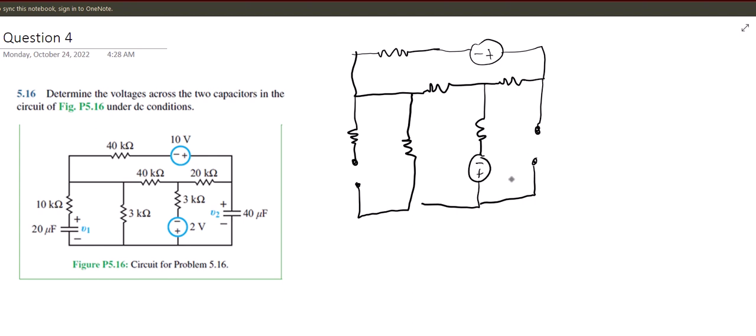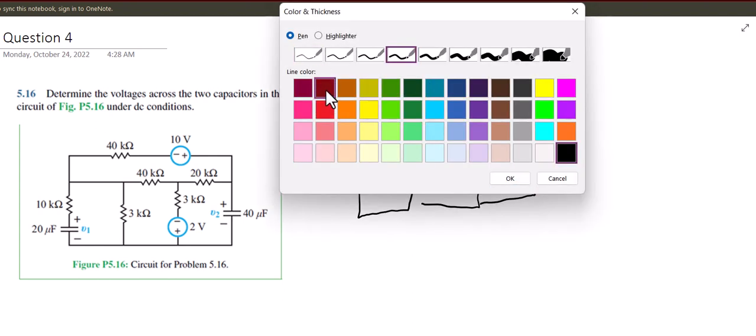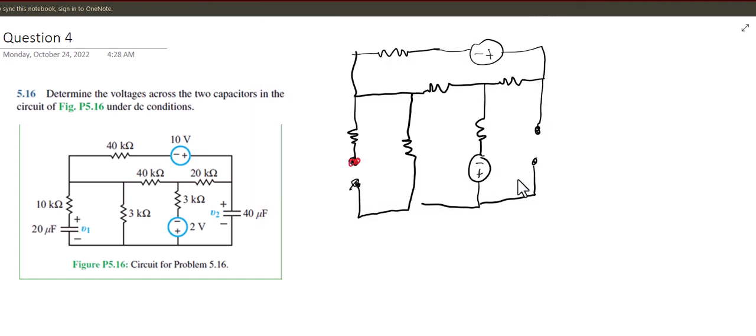We are supposed to figure out the voltage across the two capacitors. Now, you might notice that this capacitor right here, the one that I'm about to mark in red, is in parallel with this resistor, because there's no current flowing through this 10 kilo ohm resistor up here because of the open circuit. There is current flowing through this 20 kilo ohm resistor right here.